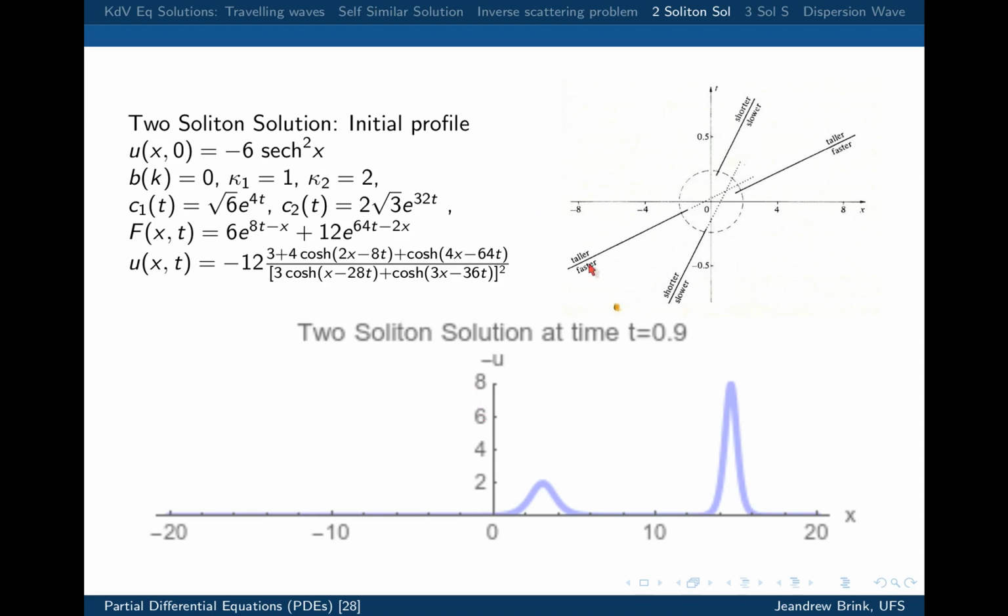So that's a two-soliton solution. You have this nonlinear interaction phenomenon. Asymptotically, they look like independent traveling waves, but independent traveling waves you can't add together. But you can actually find the exact answer here.